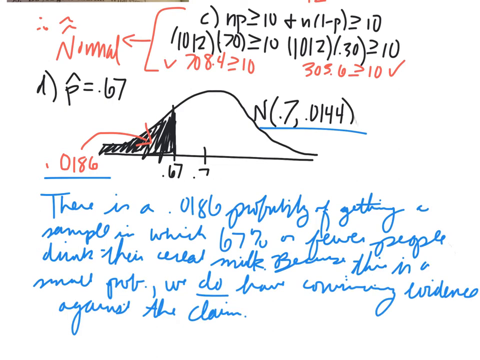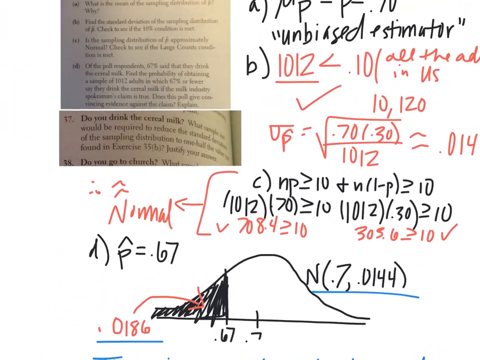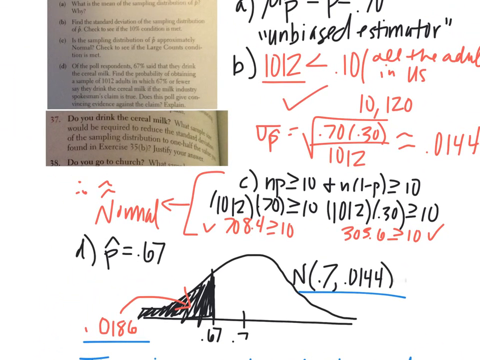Like, the mean is not actually 70%. It's actually lower than that, probably. We have convincing evidence against the claim because it's unlikely that we would get a sample with that by chance. I did also put number 37 on here because it was related, so I'm going to scroll back up.